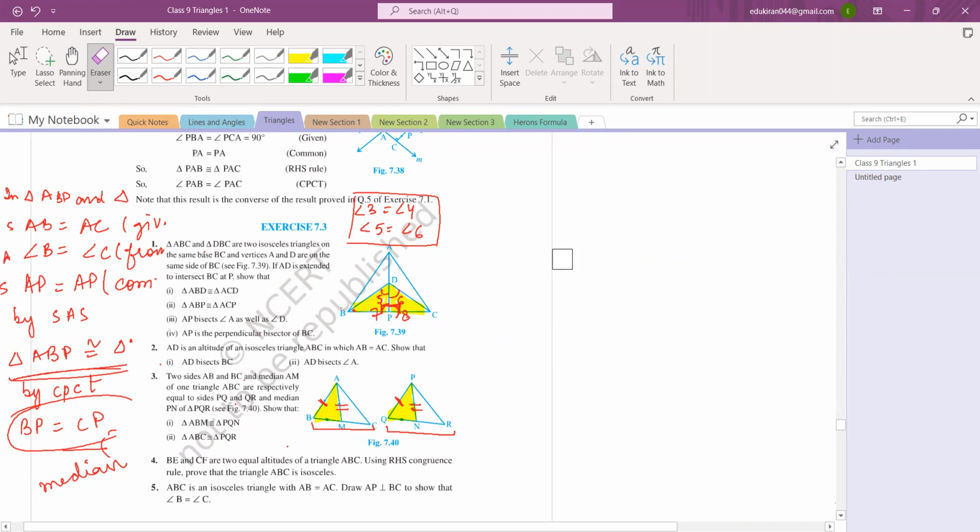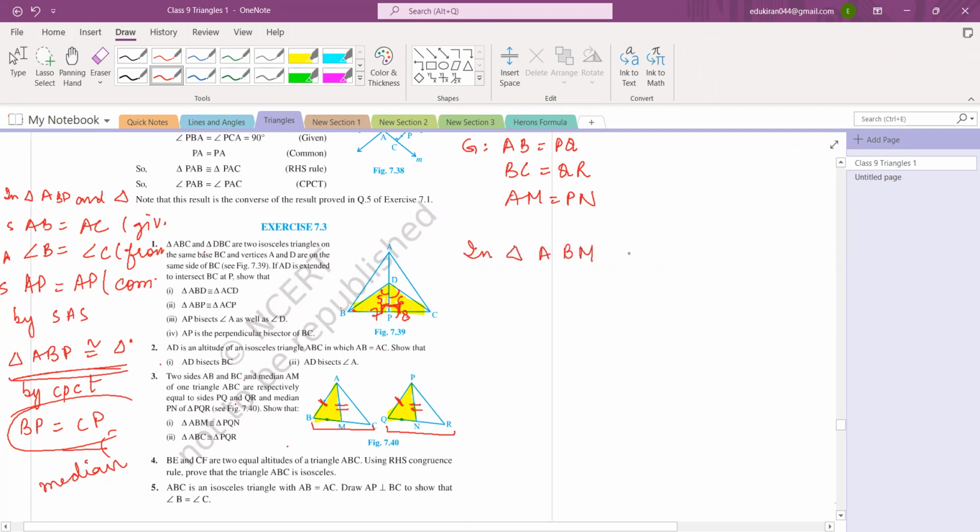Hamna, I'll ask you. First tell me what is given. It is given that AB is equal to PQ. Always write whatever is given. BC is equal to QR. This is also given. And AM is equal to PN. This is also given. Now see the two triangles. So in triangle ABM and triangle PQN.